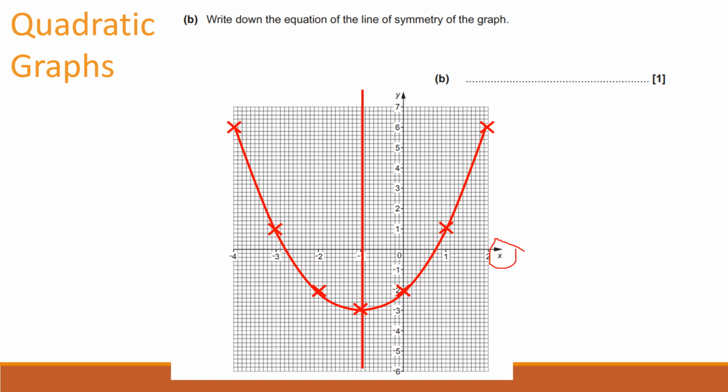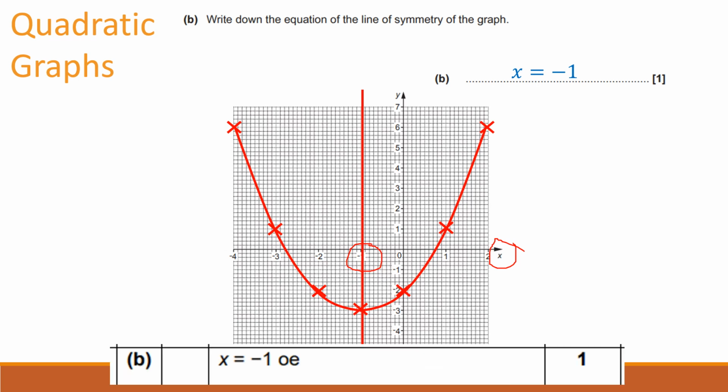So this is the x-axis, and this is where x is always equal to -1. So any point on this line here that's been drawn, x is equal to -1, and that's all you need for the mark. The mark scheme just says x equals -1 or equivalent, which means x plus 1 equals 0 would be an equivalent line, but most people would write x equals -1. So there's your mark for that.